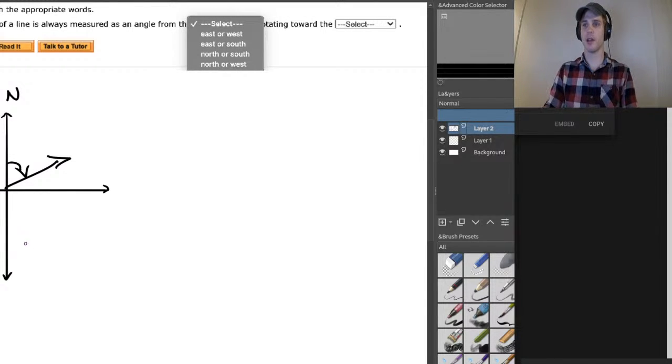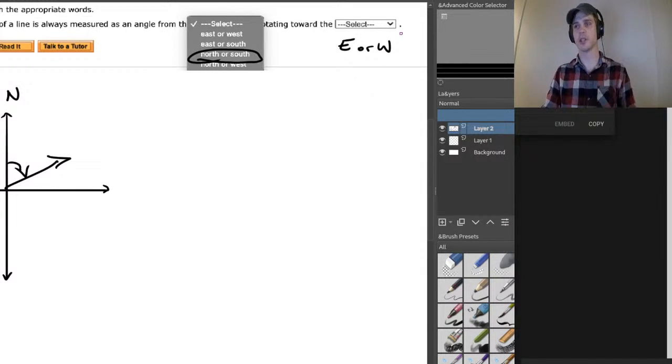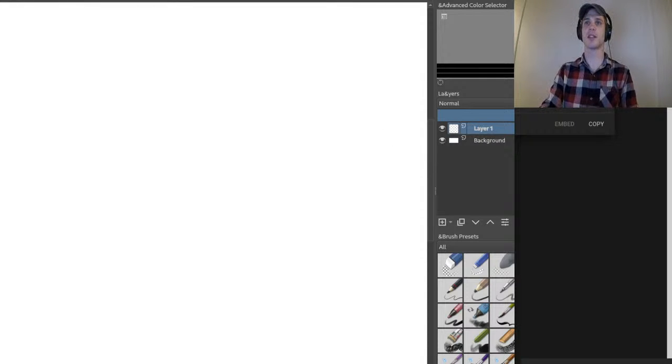But this website tells us that it's from the north or south. So this answer here, from the north or south, and it opens to the east or west. So that's the answer for this one. And you'll actually see throughout this problem set, this is going to be used. So get ready and excited for that. So that's the first one.